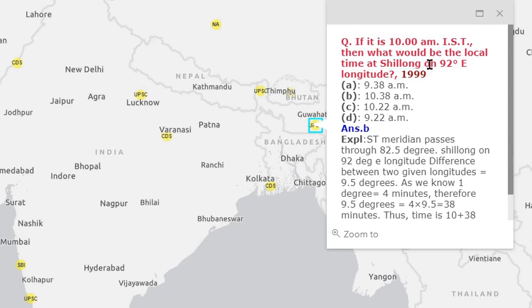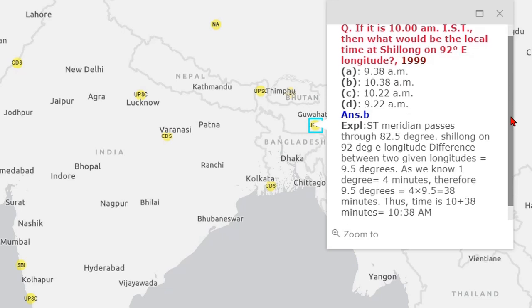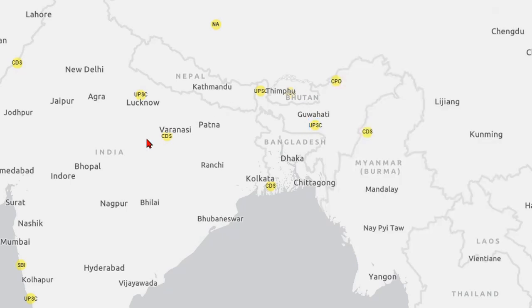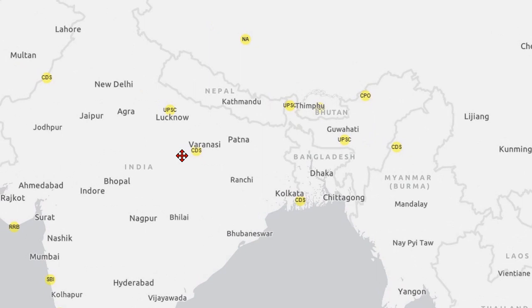If in place of Shillong the question is about Jodhpur, then you have to see the gap from 82.5 degrees. You see the gap for Jodhpur, then in place of adding, you have to subtract whatever minutes come. Then you have to reduce the time. So this is the rule. You can solve such types of questions.